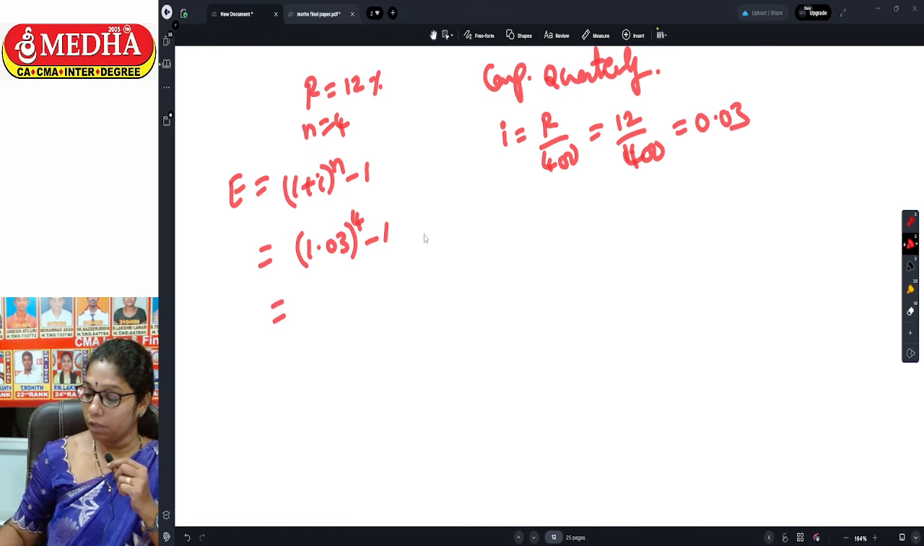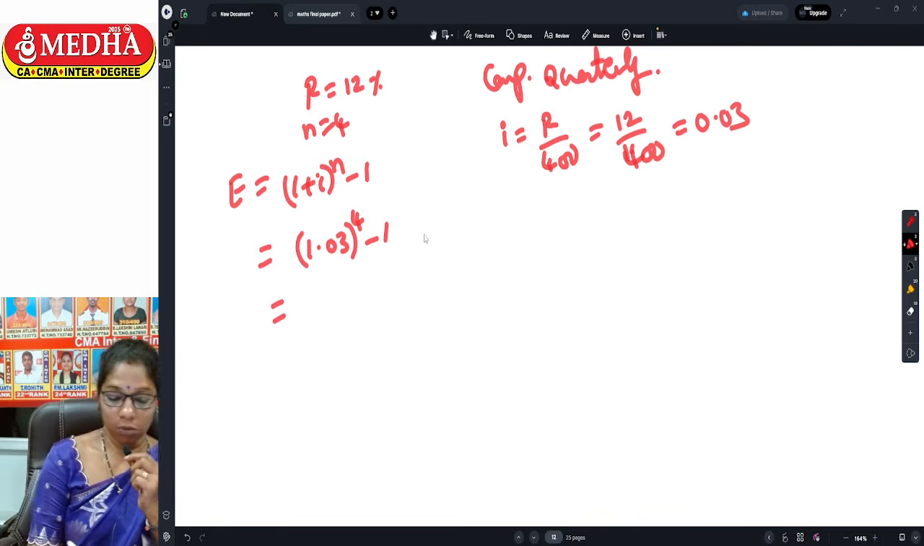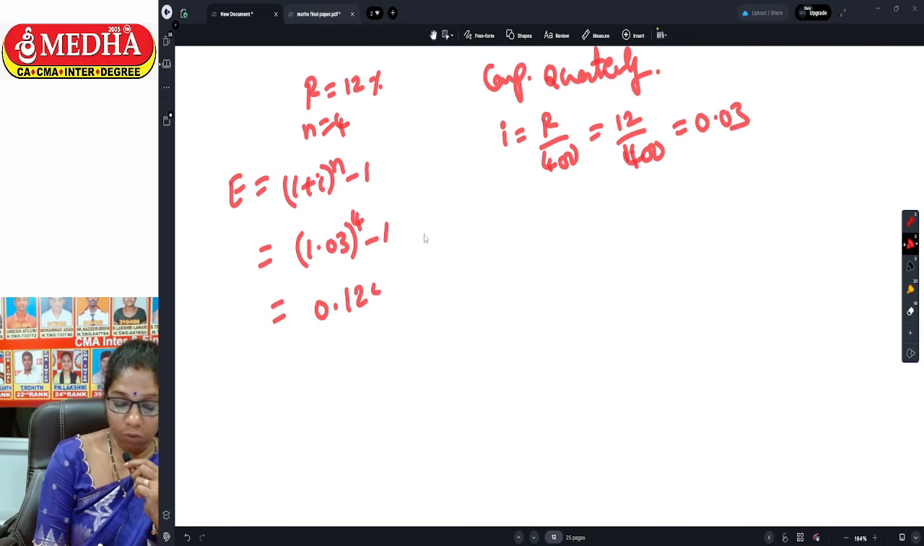1.03 to the power 4, minus 1 equals 0.1255. So finally 12.55 is the effective rate of interest.